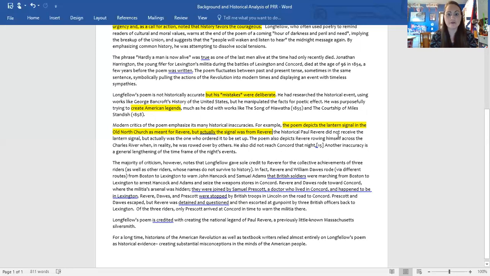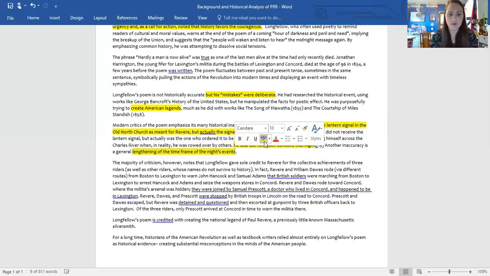The historical Paul Revere did not receive the lantern signal, but actually was the one who ordered it to be set up. The poem also depicts Revere rowing himself across the Charles River, when in reality, he was rowed over by others. He did not reach Concord that night. Another inaccuracy is a general lengthening of the time frame of the night's events. So he didn't actually get all the way there. He was not successful, as in the poem, and the length of time was not correct as well.